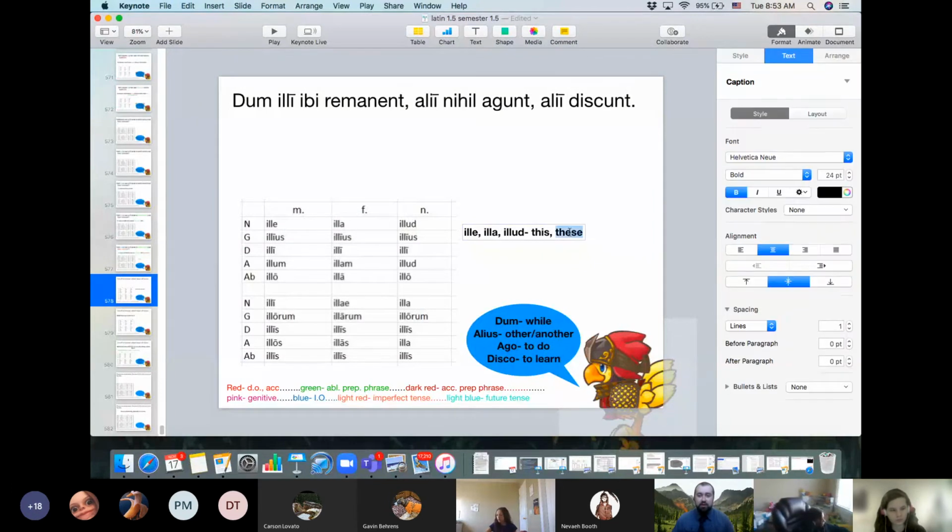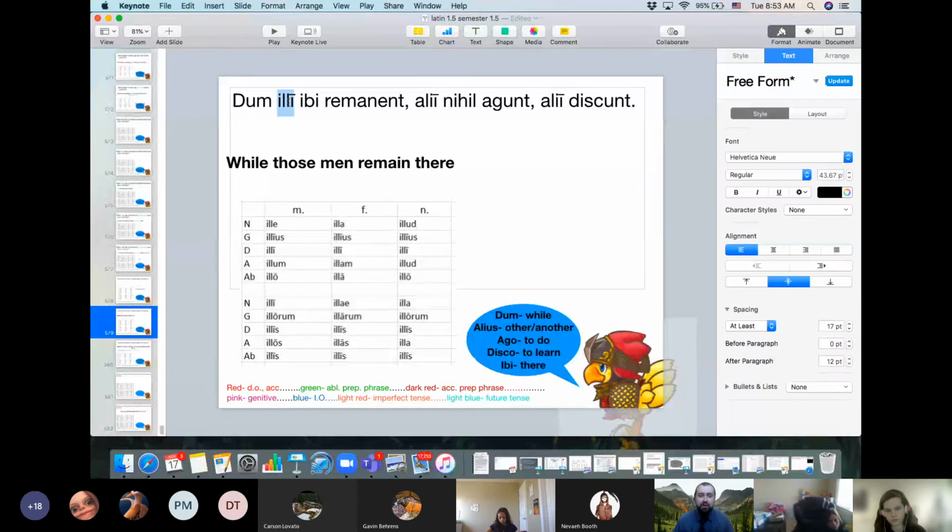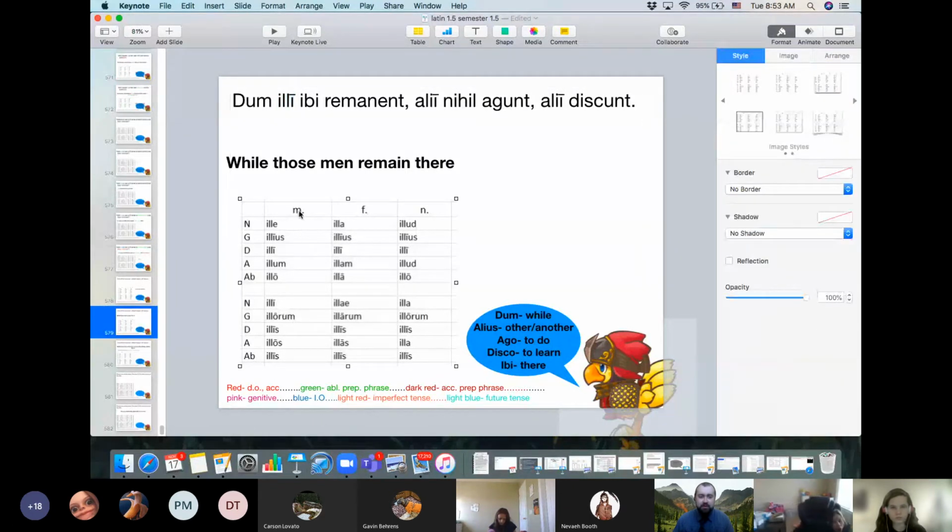And again, I wrote it wrong. Actually, see, even I do it. Yeah, I did this totally wrong. Illa is that and those. So this is going to be while those men remained there. Just from illi, we're getting those men because we can't actually identify the specific gender. So while those men remain there, alii, this is a new adjective from alius that means other or another. Others, because this is also nominative plural.